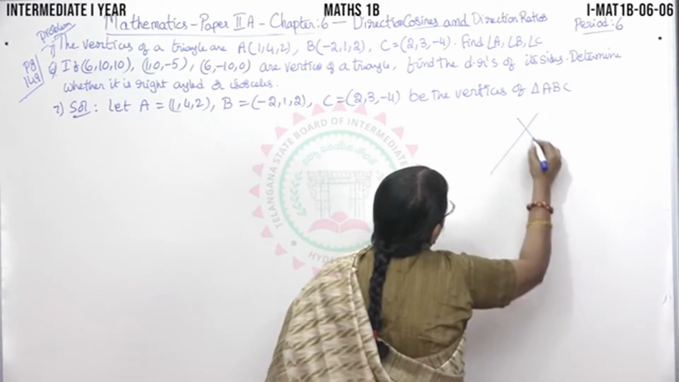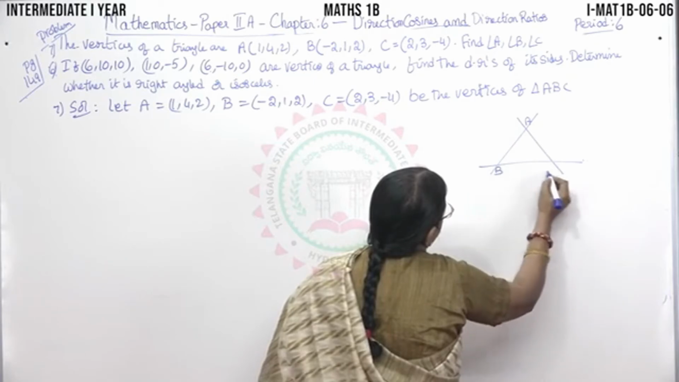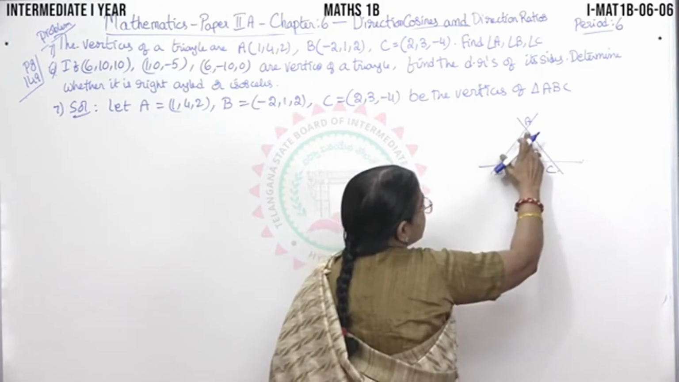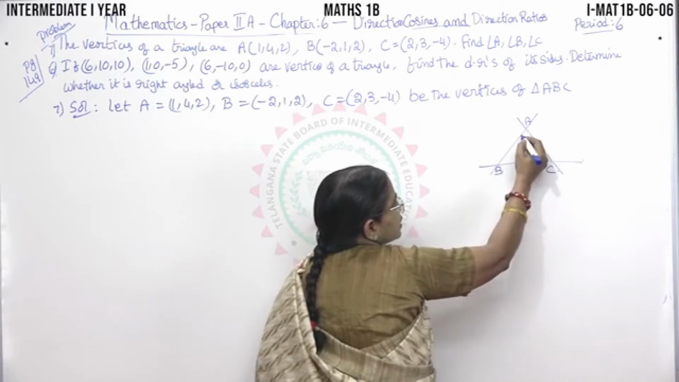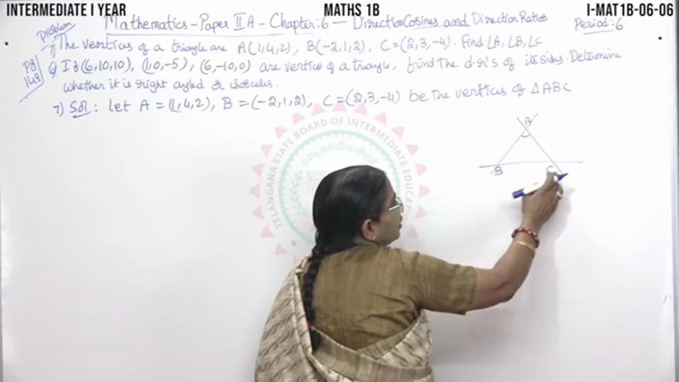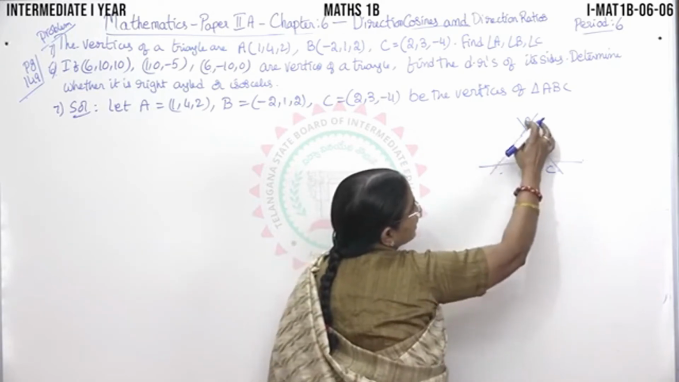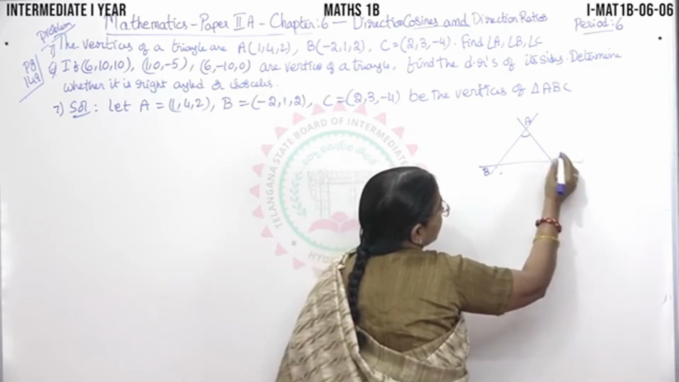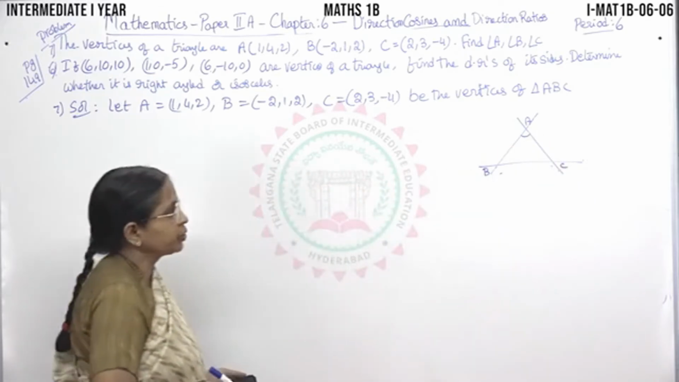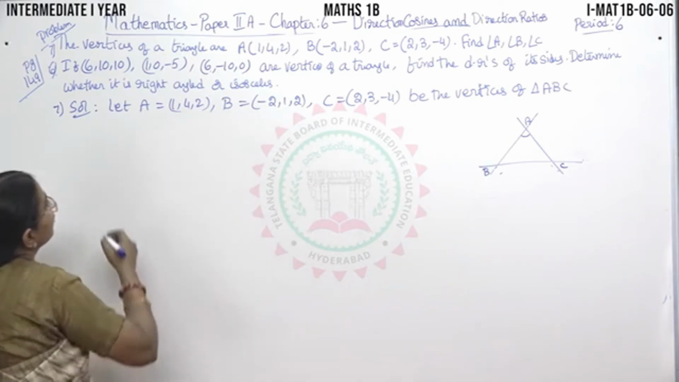Now you must find the angles A, B and C. So A is the angle between AB and AC. This is the angle. A is the angle between the sides AC and AB. So we'll take AB direction ratios, AC direction ratios, and then apply that formula.